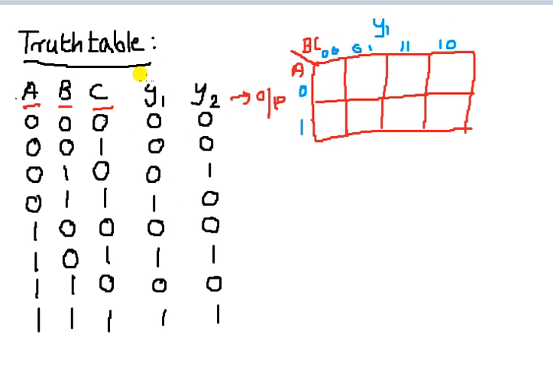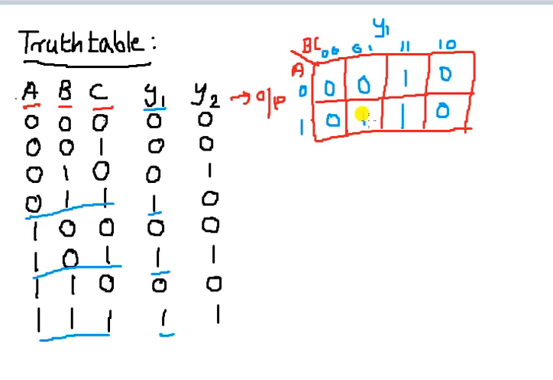Using this truth table, the value of Y1, we mark this input as 1. This input, so this is 1. For this input, this is 1. So we mark 1 here, put 1 here and also put 1 here. So in other cells, we put 0.